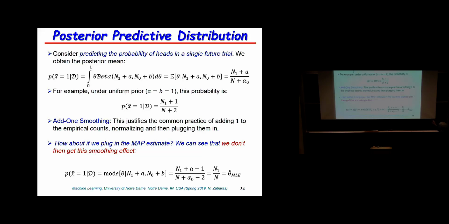If you use an uninformed prior, so if in your beta distribution the coefficients, you remember the beta distribution is theta to alpha minus 1, 1 minus theta to beta minus 1. So if you take alpha and beta equal to 1, you basically get a flat uninformed prior, unnormalized, equal to 1. So if you put this equal to 1 and this equal to 1 plus 1, you get that the predicted distribution is n1 plus 1 over n plus 2.